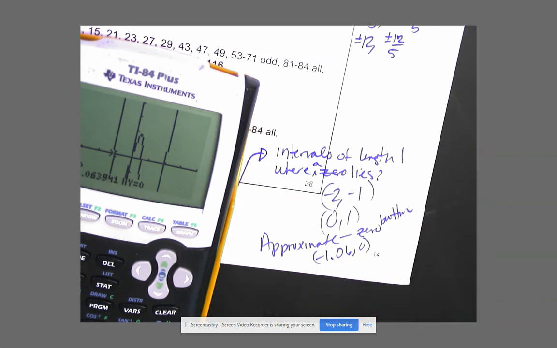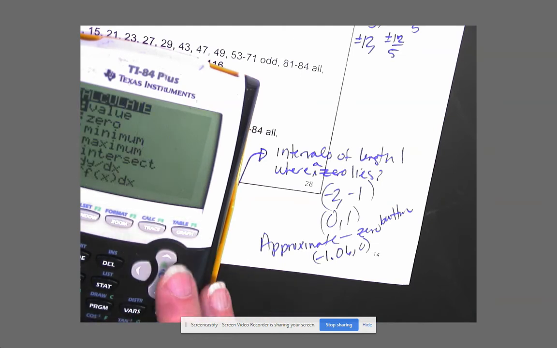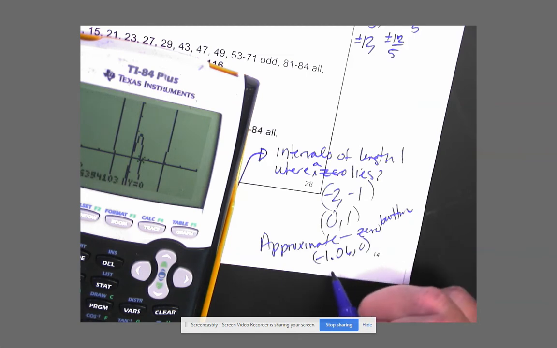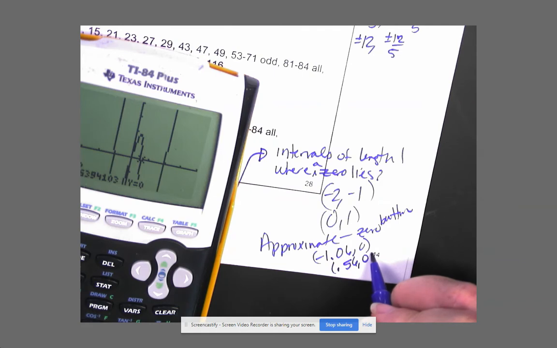And then what's the other one going to be? Second calc, 0. Get to the left and to the right. What's it going to be? Point what? 0.56.